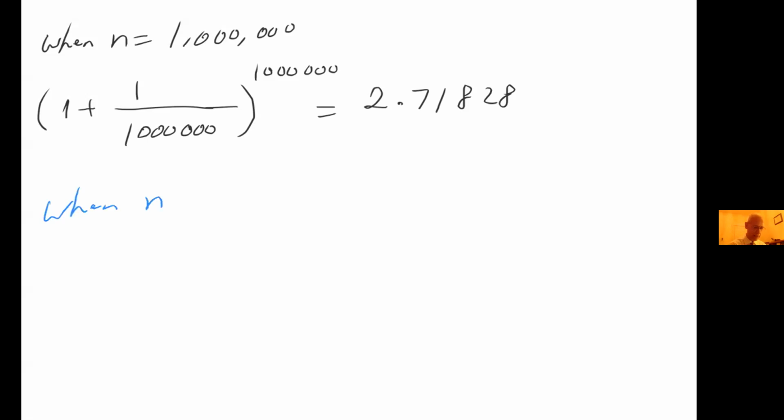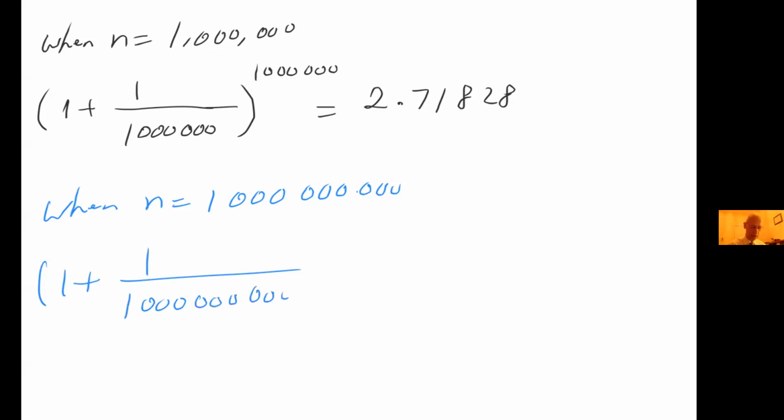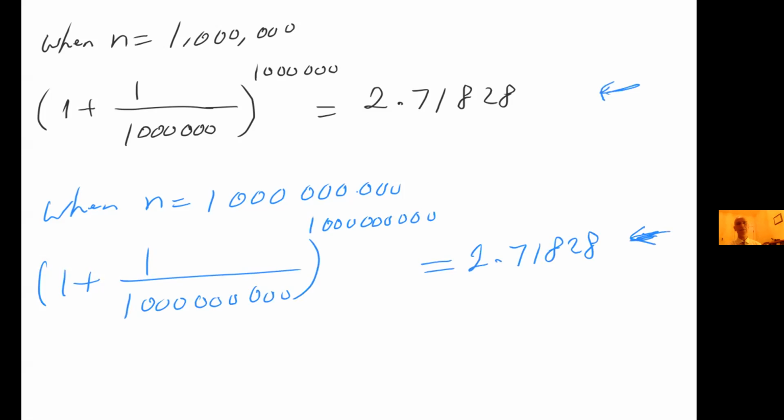When n equals 1 billion, 1 with 9 zeros, then I have 1 plus 1 over 1 billion to the power of 1 billion. And notice that to 5 decimals, I get exactly the same number, 2.71828. So yes, if we continued the decimals, this number would be slightly more than the previous number, but nothing significant.